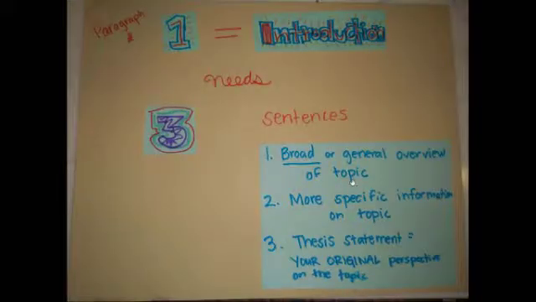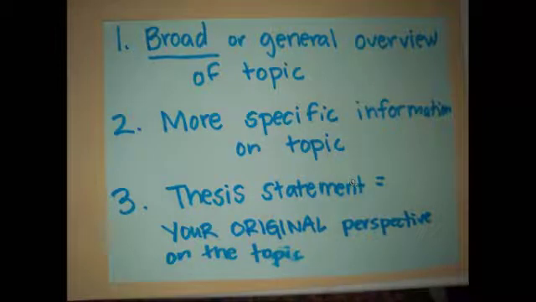The first sentence should be a broad or general overview of the topic. So, for example, your essay is going to be on Purple Hibiscus, so you would just give a very broad statement about Purple Hibiscus, the author's name and what it's about, just very generally. Then your next sentence is going to be more specific. Since your essay is going to be about how a character changes, you could introduce your character and kind of tell us what they go through. And then the third sentence is your thesis statement. This is your original perspective on the topic. So this is where you would tell me specifically how your character changed and what that taught you.